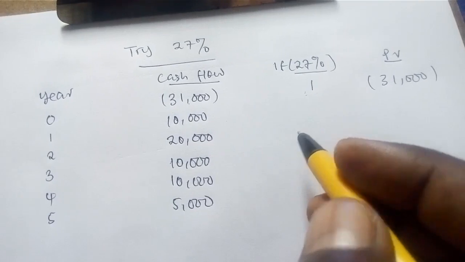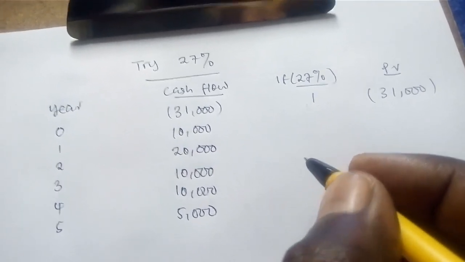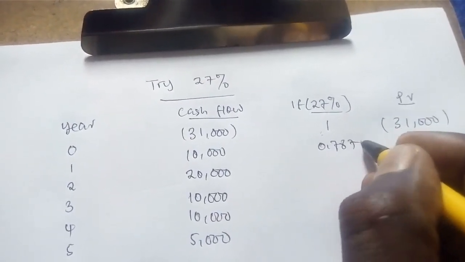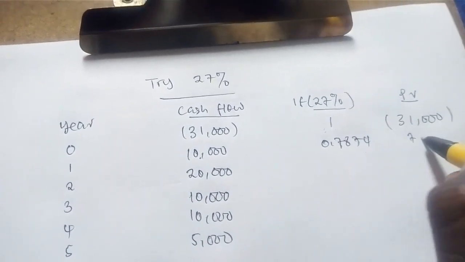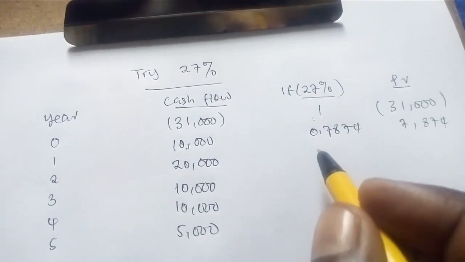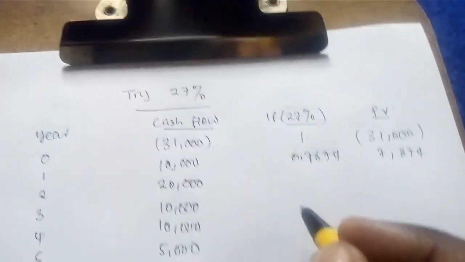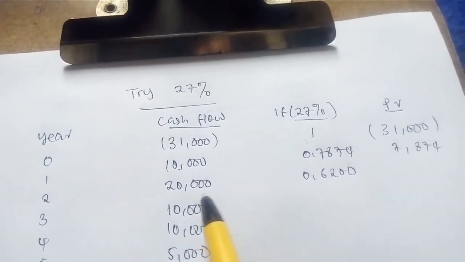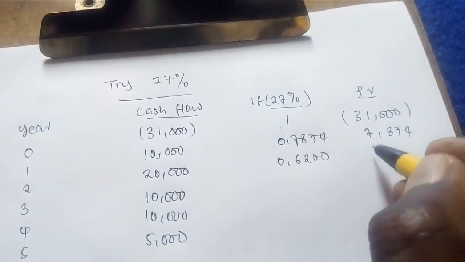Then in year number 1, the interest factor that we get at 27% is 0.7874. Then when we multiply this with 10,000, we get 7,874. And then in year number 2, the interest factor that we get is 0.6200. Then when we multiply with the 20,000, what we get is 12,400.